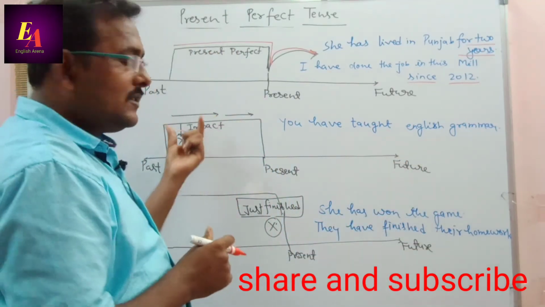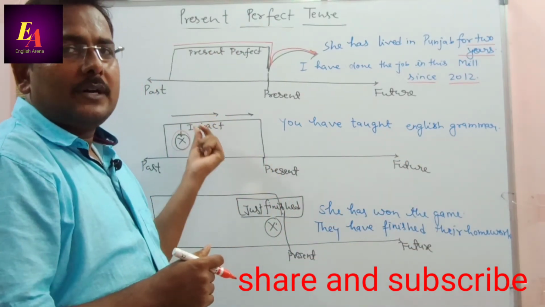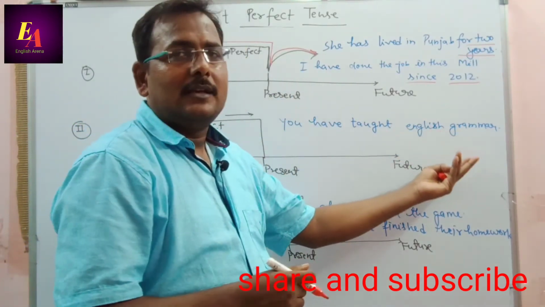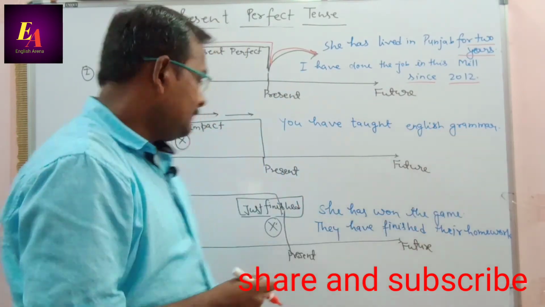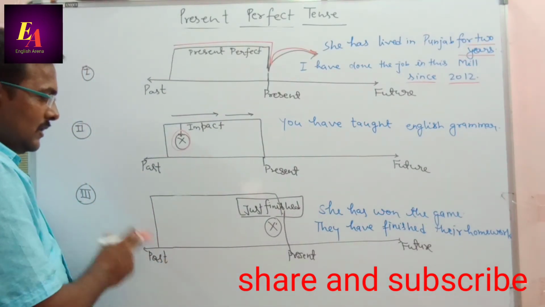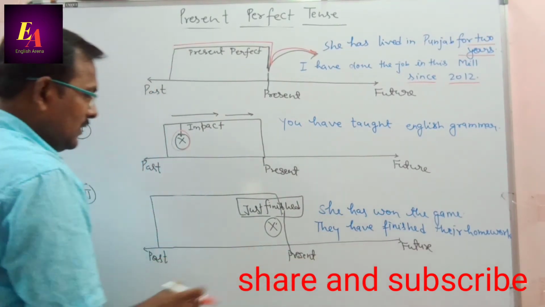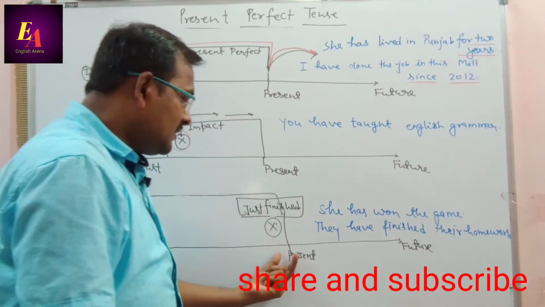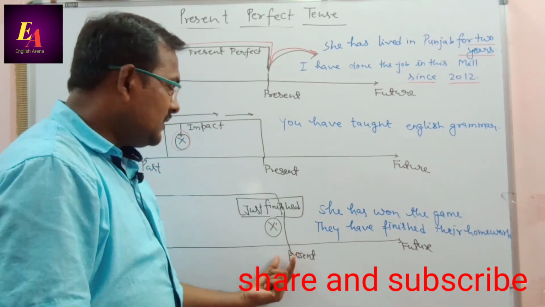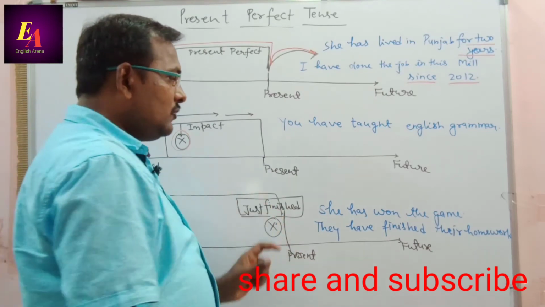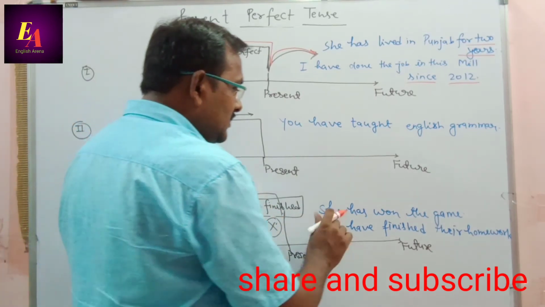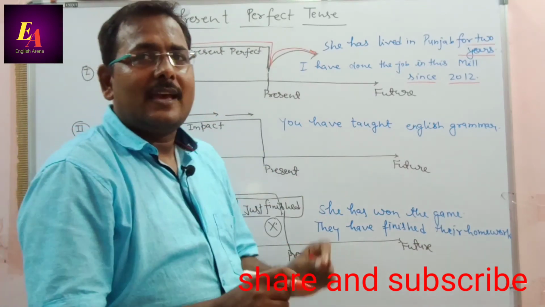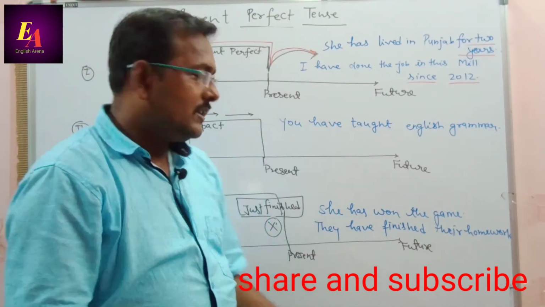It means the action started and completed in past, but the impact of the action is continuing in present. Next, third, with this timeline you can see the action started in past and just finished in present. That time you can use present perfect tense. Let's see. She has won the game. It means now this is the time that the action has finished.